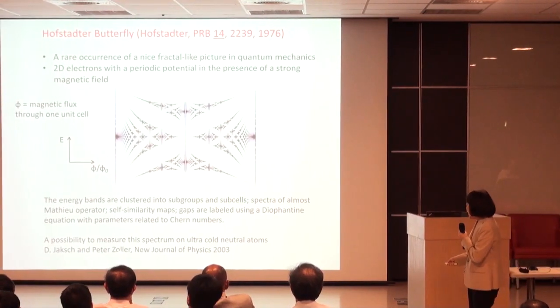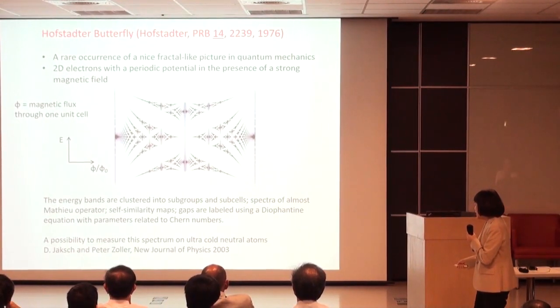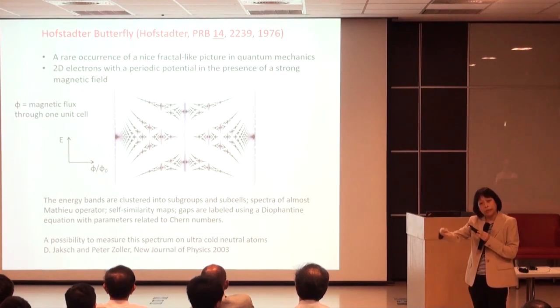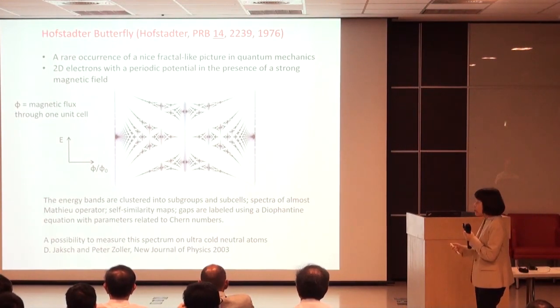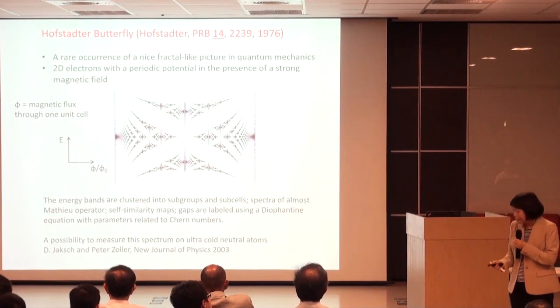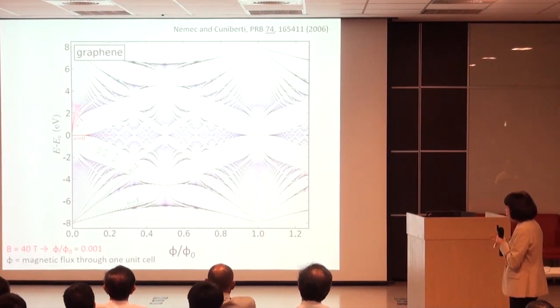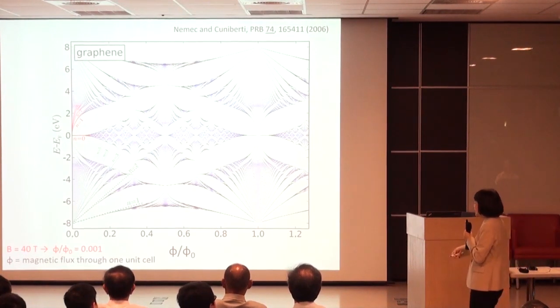And then in recent experiments with ultra-cold atoms, they could put things on the lattice, and they're trying to generate or measure this kind of spectrum. Okay.